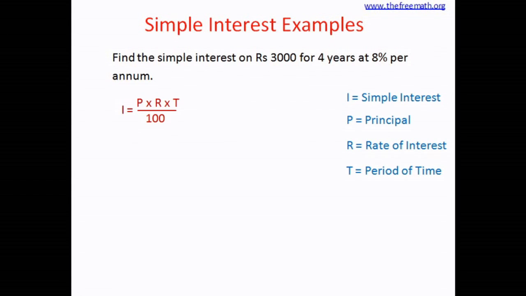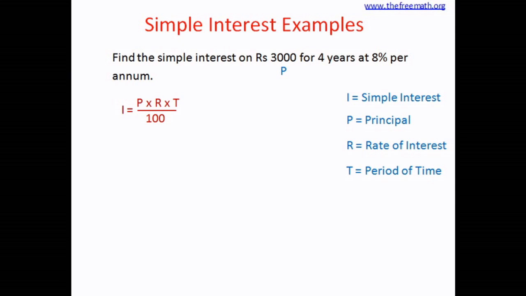We know the formula for simple interest. The formula is I equals PRT divided by 100. I is simple interest, P is principal, R is rate of interest, and T is period of time. Now if you look at the example, what is P here?